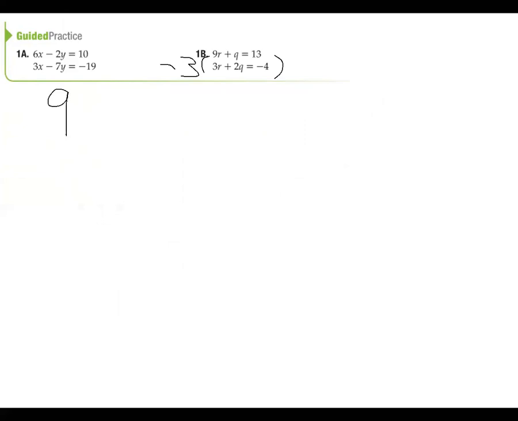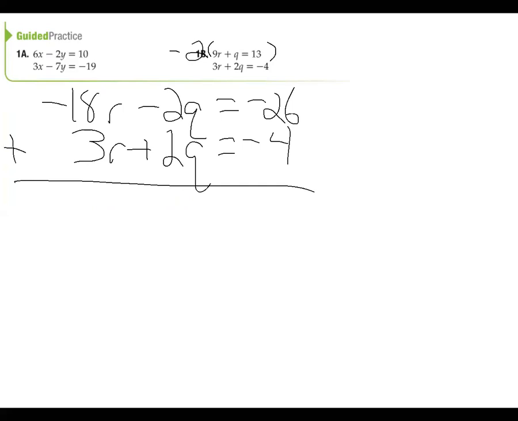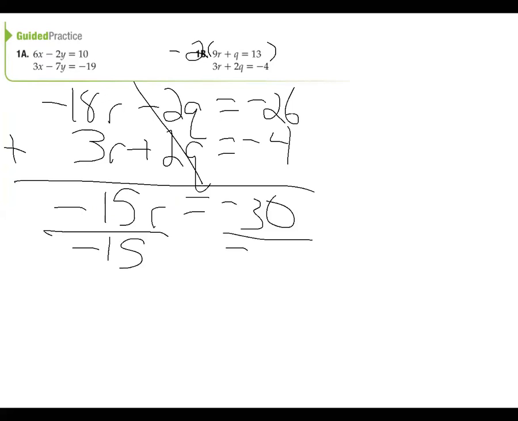So you have 9r plus q. You know what? Let's do something different. Let's multiply the first equation by negative 2 to get the q's to cancel. So I'd have negative 18r minus 2q equals negative 26. And the other equation would be 3r plus 2q equals negative 4. And when you add those, the two q's cancel, and I get negative 15r equals negative 30. So divide both sides by negative 15, and you get r equals 2.